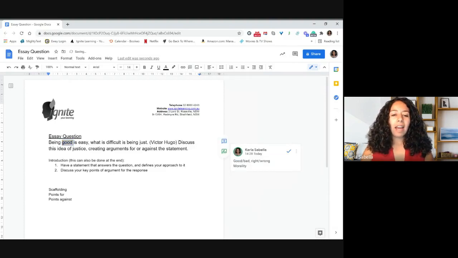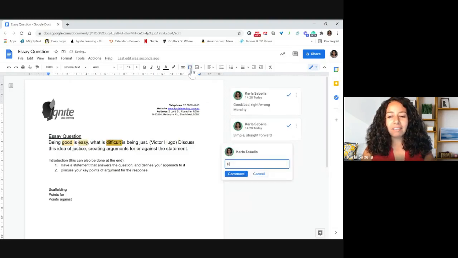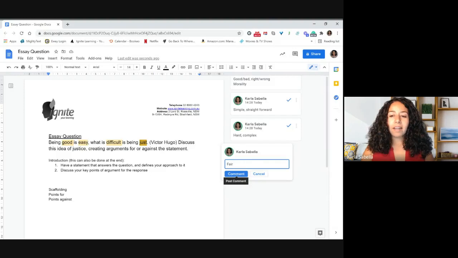Okay, and then is easy. So what's a synonym for that? Like simple, more than enough, straightforward. And these don't necessarily need to be words you're going to use in your actual essay, but it's getting your head around what the question's actually asking. What is difficult, so hard, complex, etc., is being just. Okay, so we've got fair as probably the best synonym there. Excellent.